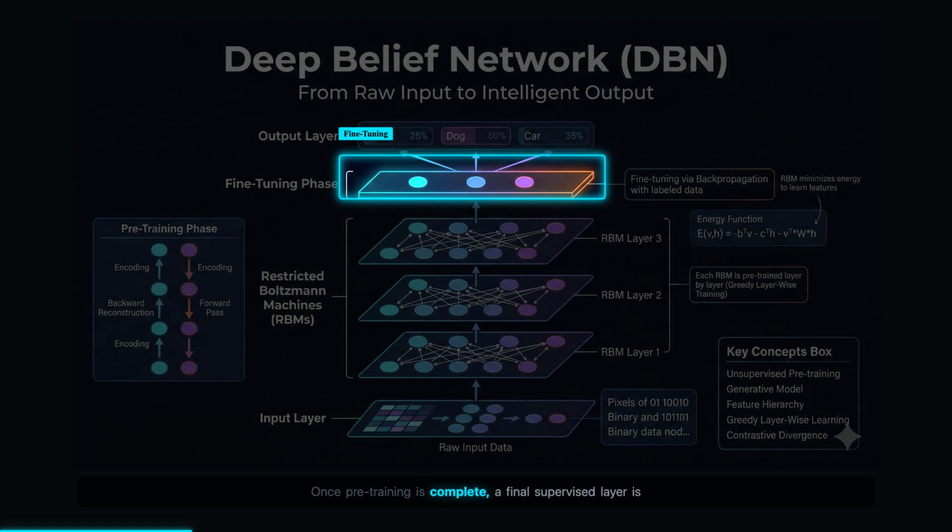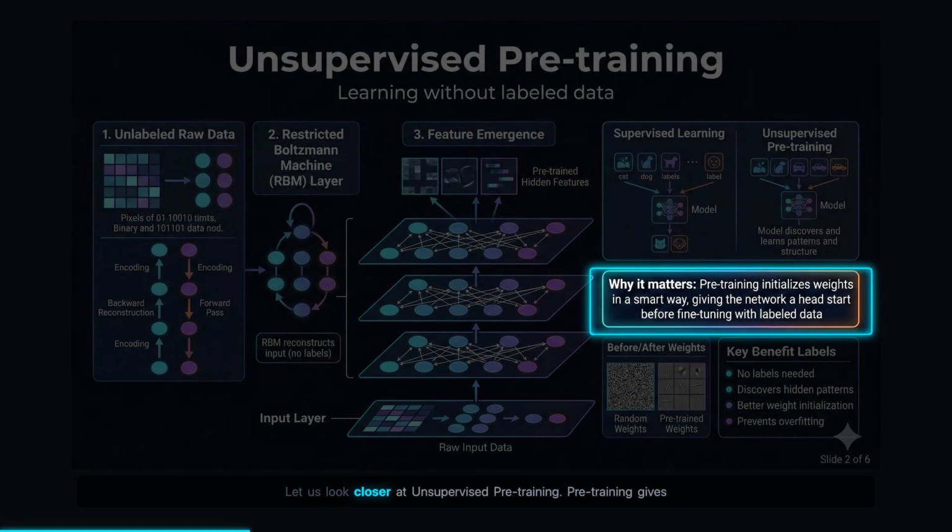Once pre-training is complete, a final supervised layer is added. We perform fine-tuning via backpropagation using labeled data to dial in the final predictions. Let us look closer at unsupervised pre-training.